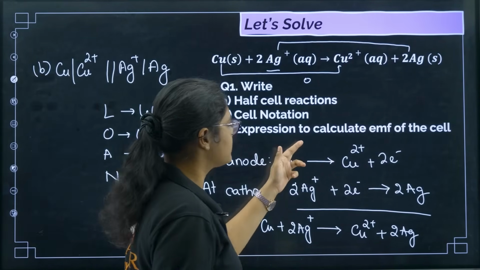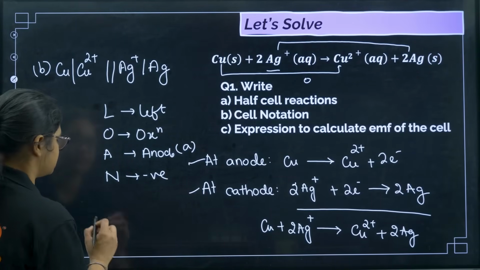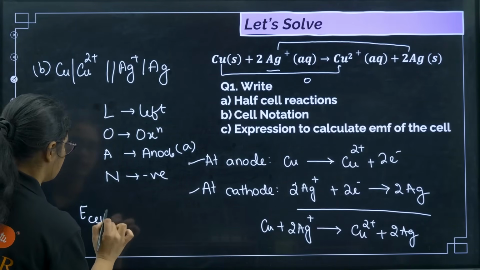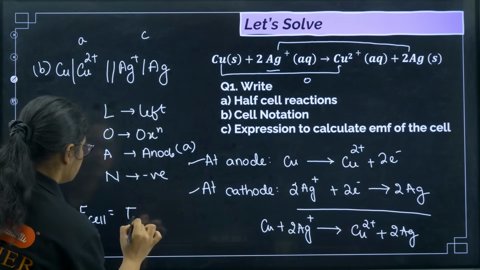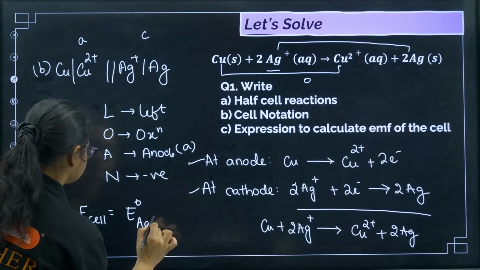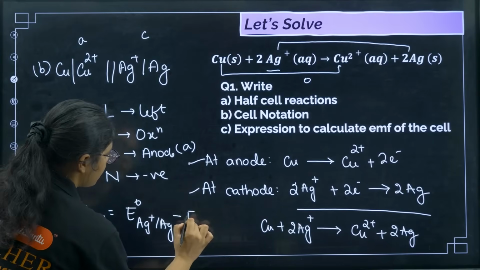Next, the expression to calculate the EMF of the cell. If I want to calculate the EMF of the cell, E of the cell will be equal to E naught of the cathode minus E naught of the anode. This is the anode, this is the cathode.